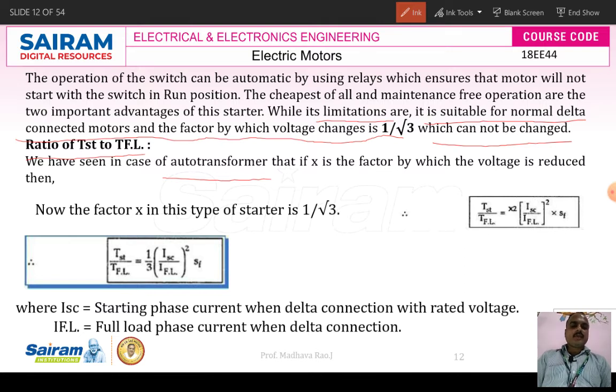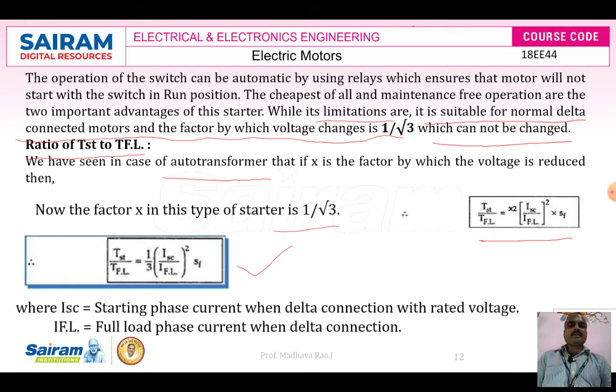So we use an auto transformer while starting the delta type induction motor. The ratio of starting torque to full load torque is (ISC/IFL)² × SF, where ISC is the starting phase current when delta connected with the rated voltage, and IFL is the full load phase current when delta connected machines.